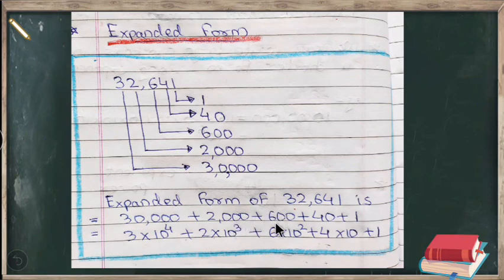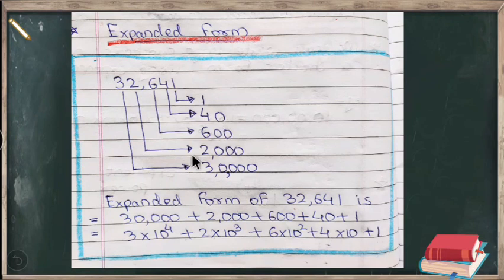Similarly, we write 6 as it is followed by 2 zeros, so we will write 6 into 10 raised to the power 2. 40 will be written as 4 into 10, and plus 1. So the expanded form can also be written in exponential form. 32,641 is equal to 3 into 10 raised to the power 4 plus 2 into 10 raised to the power 3 plus 6 into 10 raised to the power 2 plus 4 into 10 plus 1.